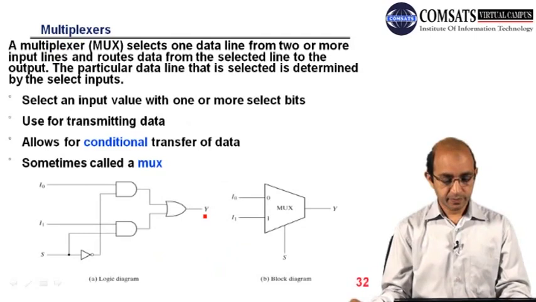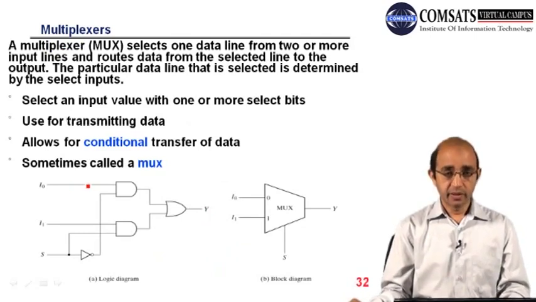Okay. So this is the logical diagram for the multiplexer. Here you can see the block diagram. We have I0 and I1. This is S, and this is S naught.